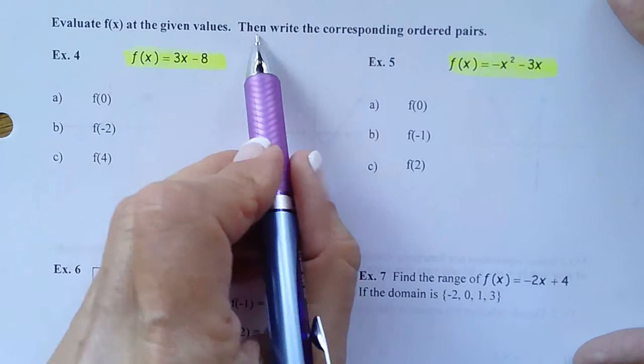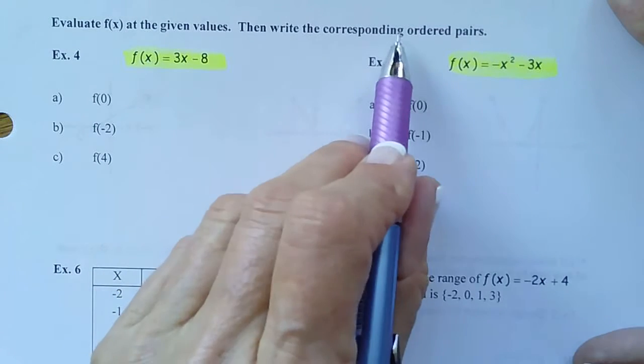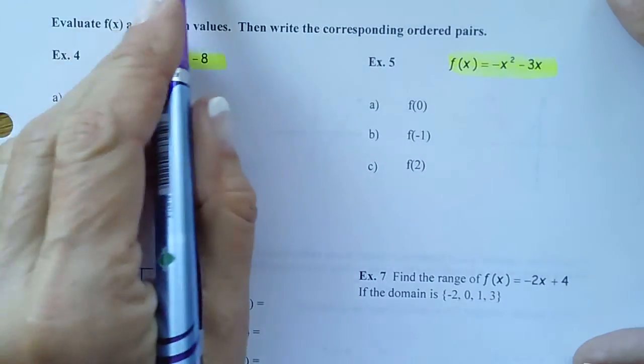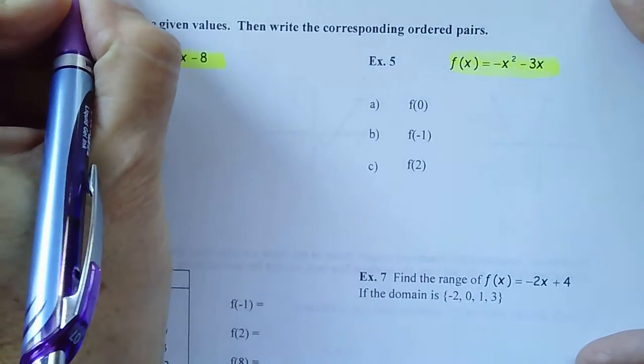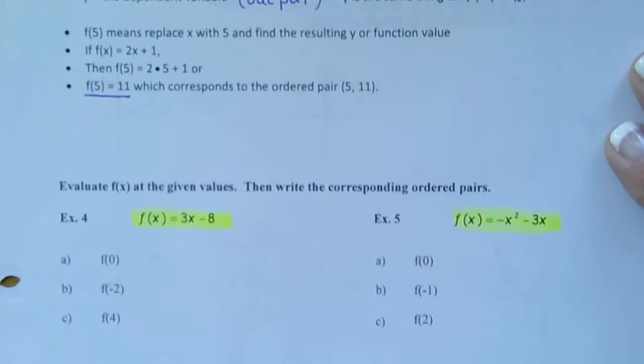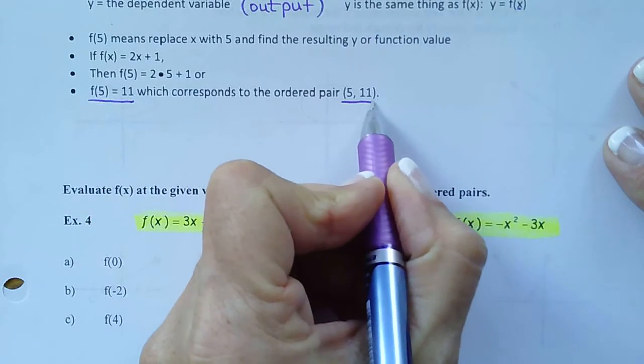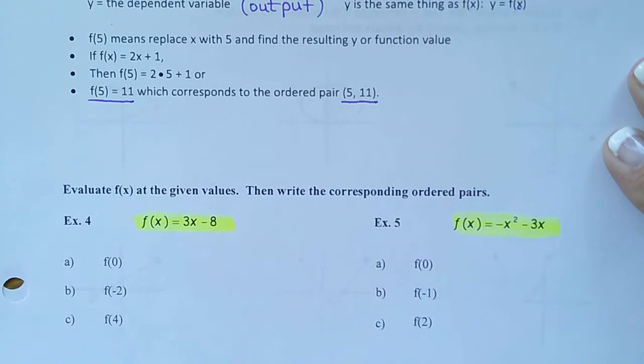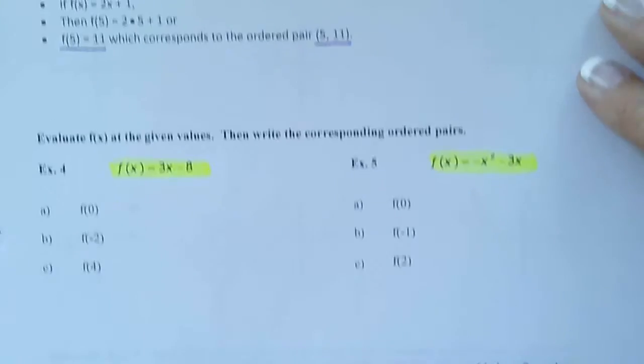So evaluate, and then it says at the end of the problem, write the corresponding ordered pair. So we need to find the answer and write it using function notation like we did up here. And then we need to write the ordered pair. So those are the 2 things the directions are asking us.